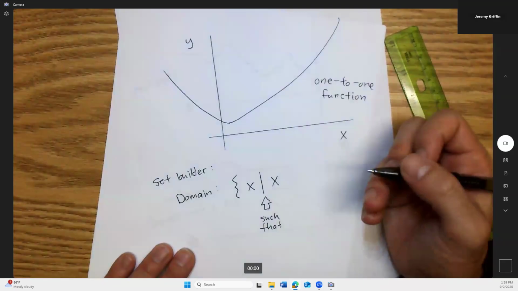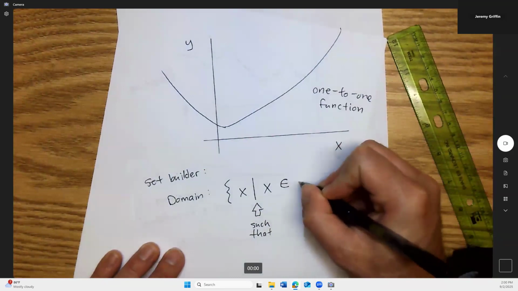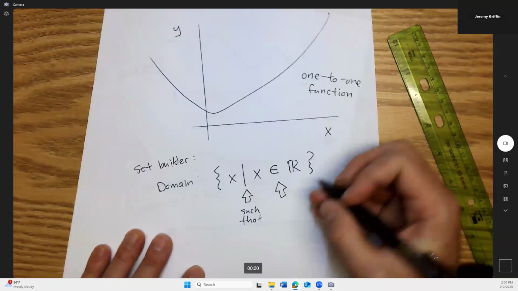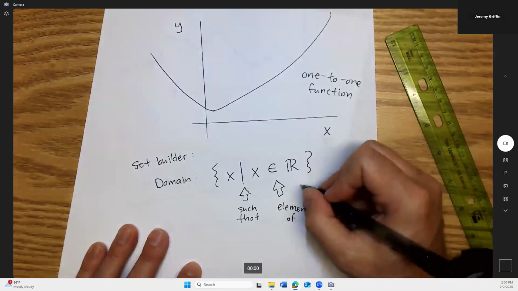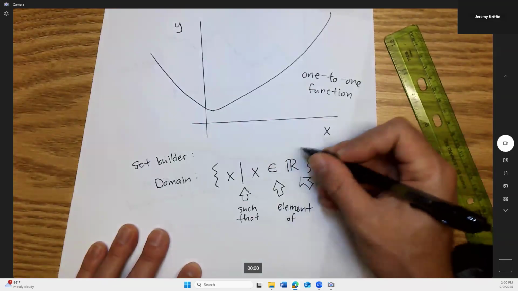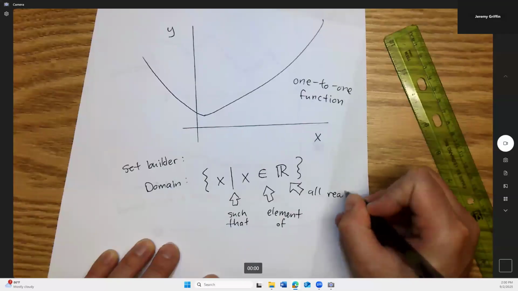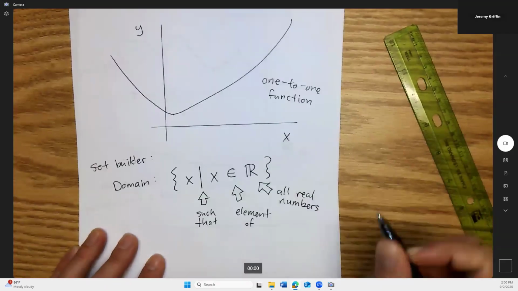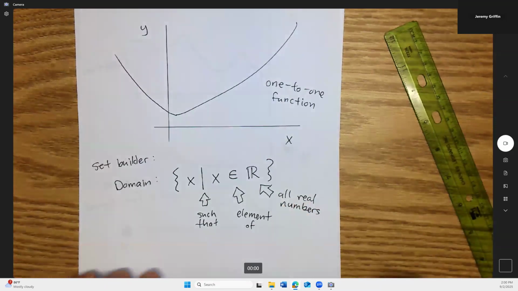Then how you finish this off depends on what the domain is. But if you see something like this, I would read that as element of all real numbers. This funny looking character means element of, is an element of. And this looks like an R where I double barred the R, and it means all real numbers. You could spell it out, but it's easier to write the symbol. There are other symbols too, like ones for only the integers or only the whole numbers, but all real numbers is a common symbol.